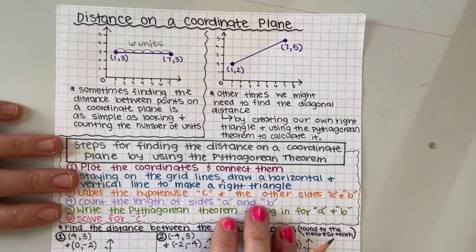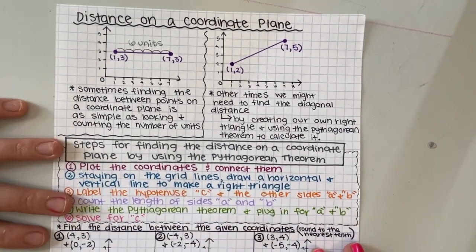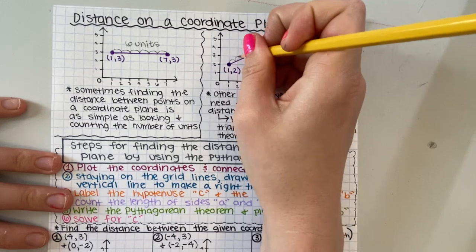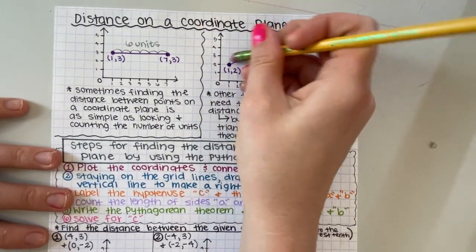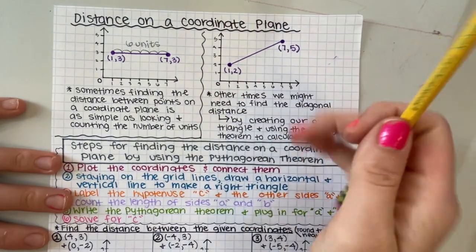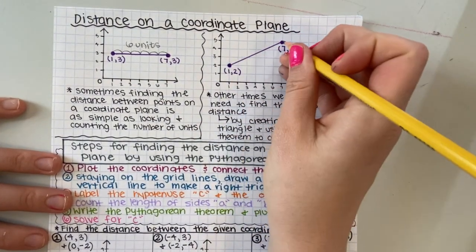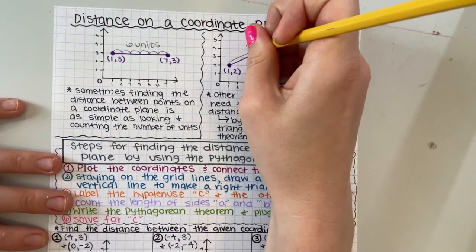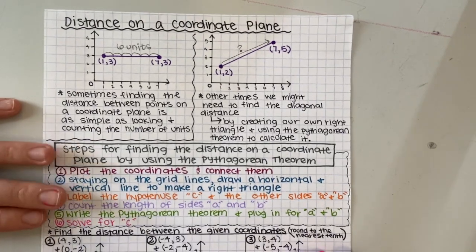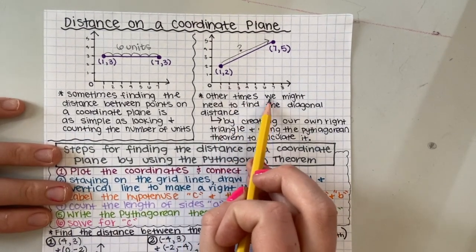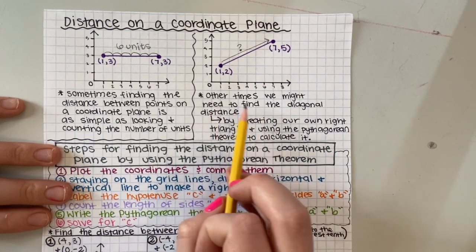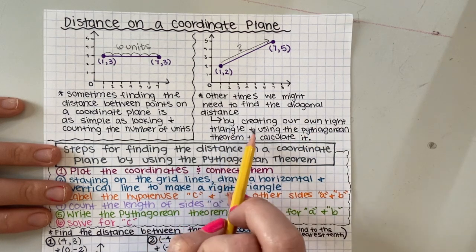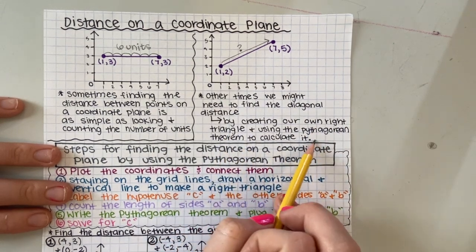Sometimes it's trickier and we have to use a mathematical approach because we can't just count the boxes. If they're at a diagonal, I don't want you counting the boxes like that. You can't do that. You won't be exact. So we're going to learn a way where we can figure out exactly what the distance is from here to here using math, using right triangles. So this says other times we might need to find the diagonal distance by creating our own right triangle and using the Pythagorean theorem to calculate it.